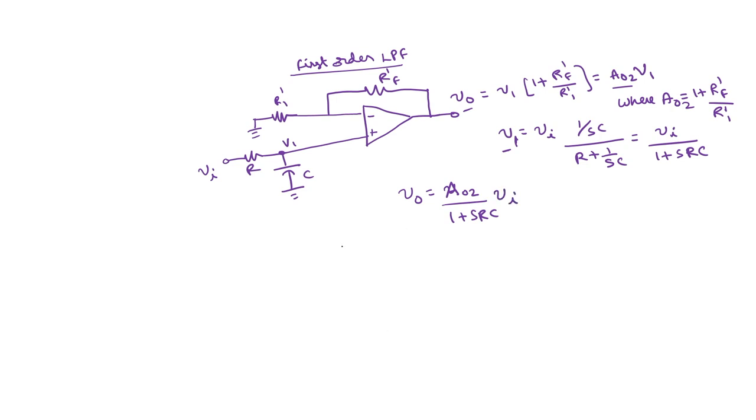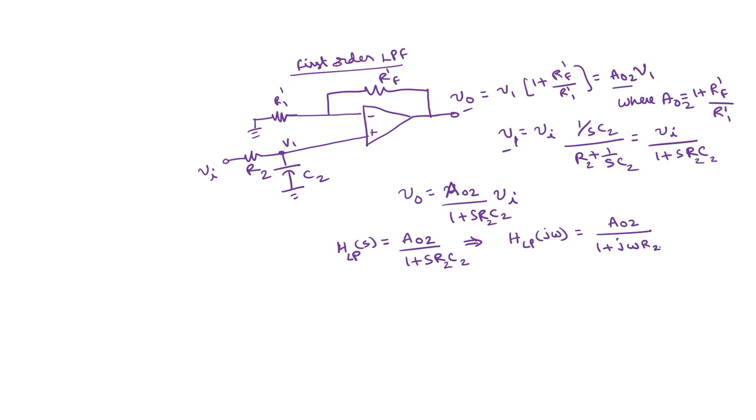So what is the transfer function? H, I will call it LP. And what is the frequency response? We call this one with subscript 2, because subscript 1 was the RC section parameter values of the high pass filter. So we will call this 2. It is A02 divided by 1 plus j omega times R2 C2. Now we define the cutoff frequency of the low pass filter, which is FH, as 1 by 2 pi R2 C2.